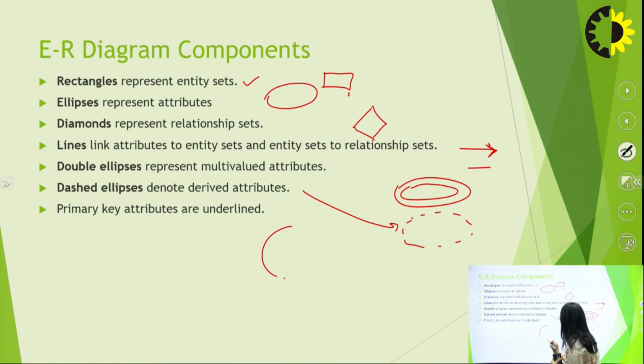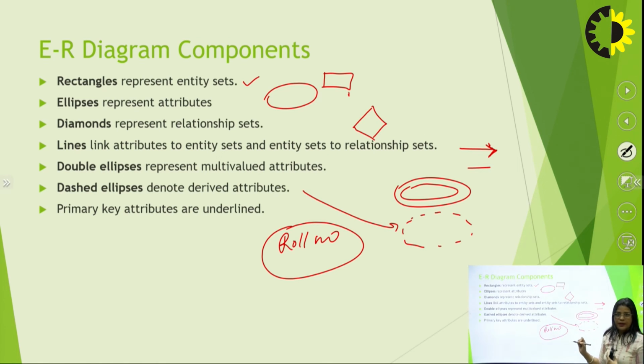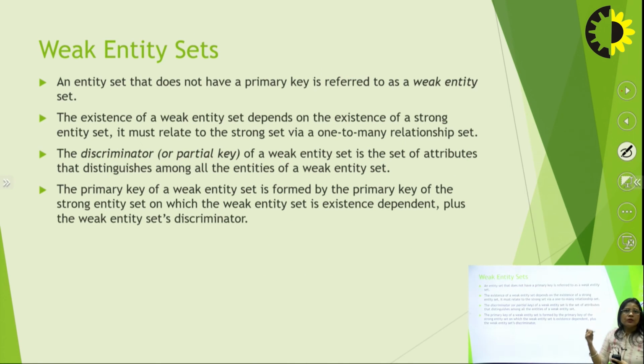Primary key, like roll number is a primary key for my student entity set, then I will write it with an underline, right. So these are the important concepts about the representation of the ER diagram.